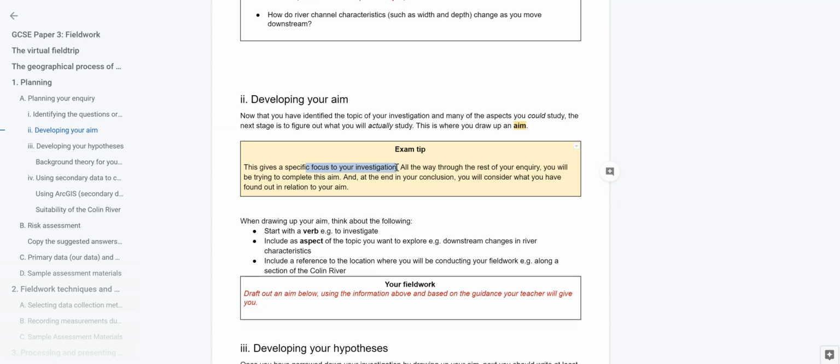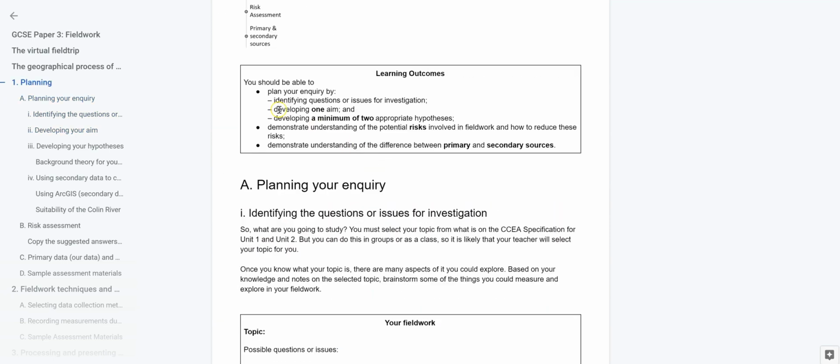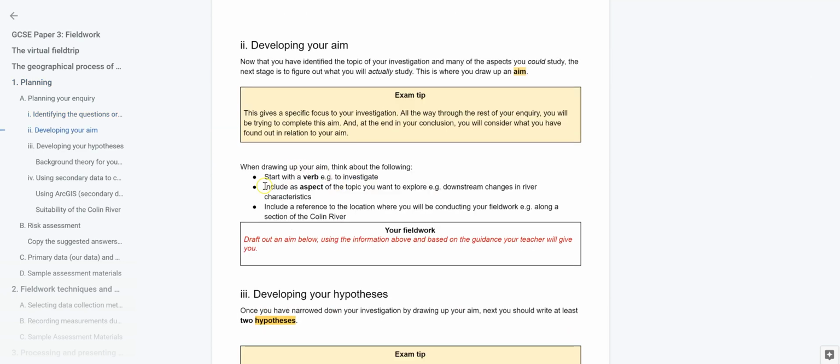It's very, very important. So let's go back up here to the spec. You need to develop one aim. Let's have a look. How do you do that? You start with a verb, to investigate, then the aspect that you're going to be looking at, the downstream changes, and then a reference to the location along the Colin River. Now, you need to draft out an aim. If you've been listening carefully, you may well see that the aim is pretty much there for you. So you take those, pop that in there, and that is your aim.